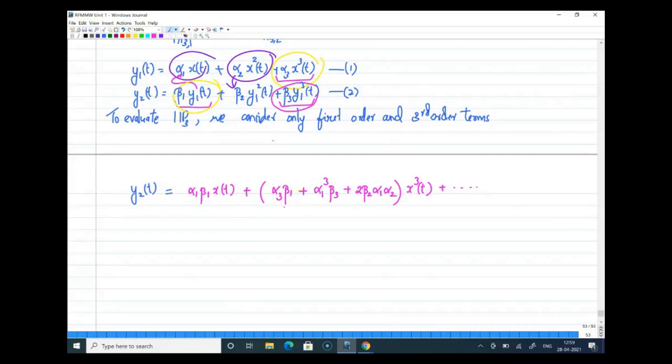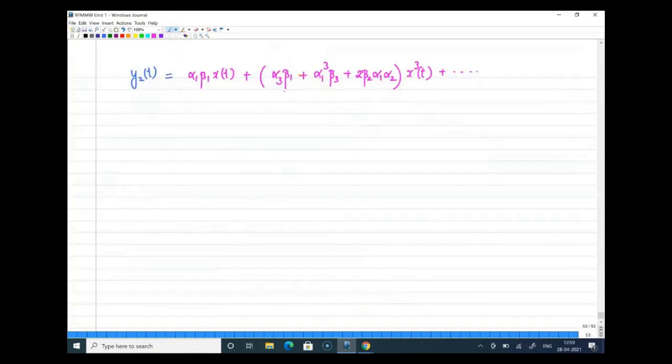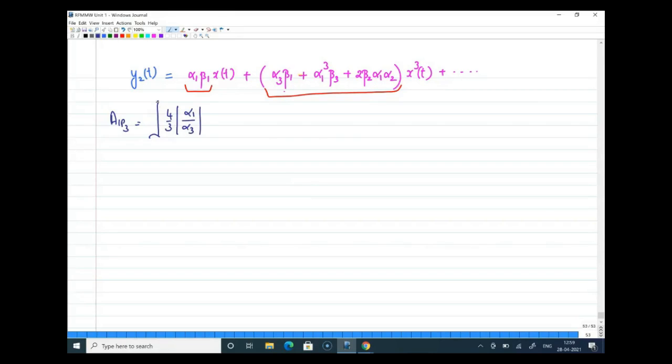Plus there will be a lot of other terms, but as I mentioned, we will be considering only these two terms here. Now if you look at this, this is the coefficient of the first order term and this is the coefficient of the x cube term, and AIP3 can be directly written here because we know that AIP3 is under root of 4 by 3 into alpha 1 by alpha 3 in general. But now in our case, it is the first order term and third order term.